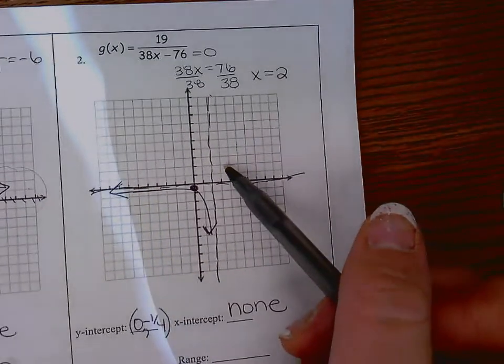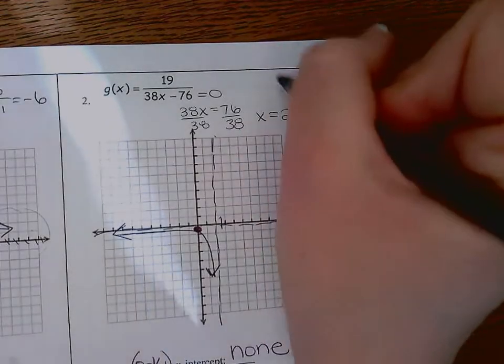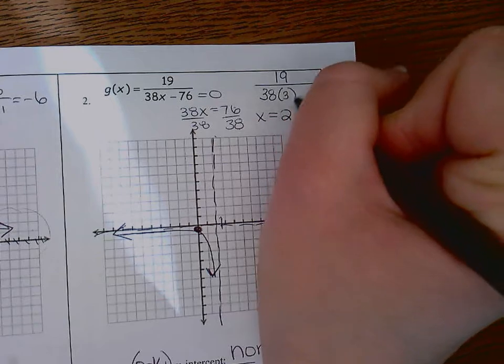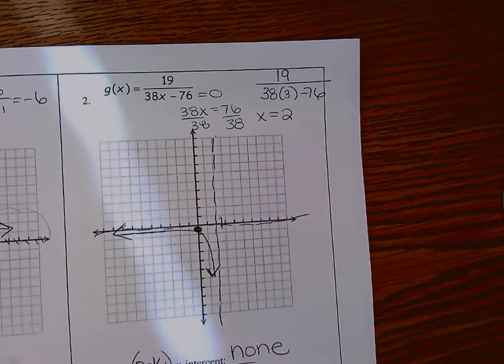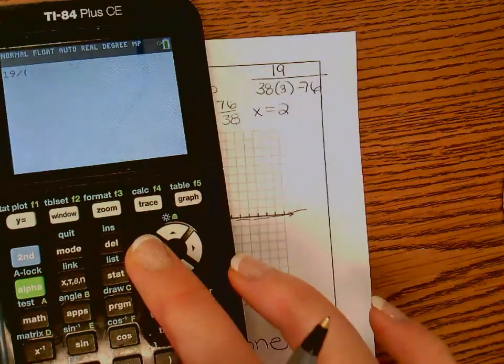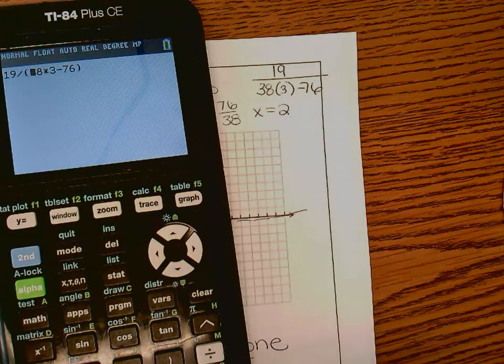What would be a good value to plug in? How about positive 3? So if I take 19 and divide by 38 times 3 minus 76, what will I get? 19 divided by parentheses, 38 times 3 minus 76. Okay, denominator is in parentheses. I get 1/2.